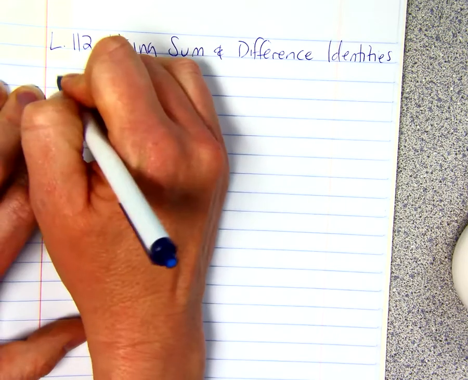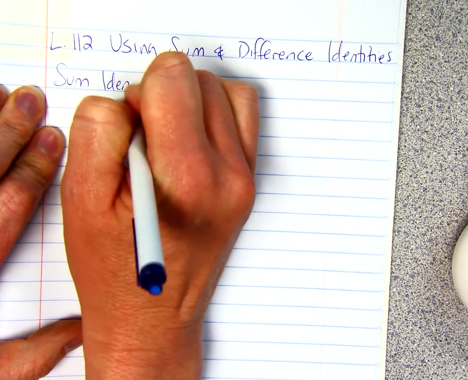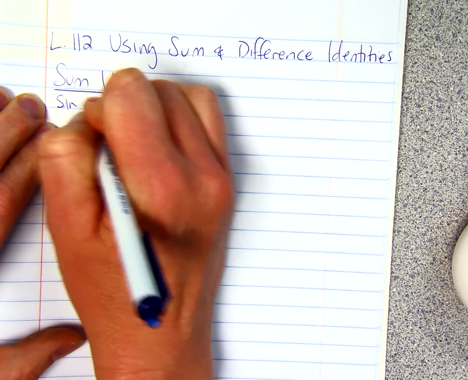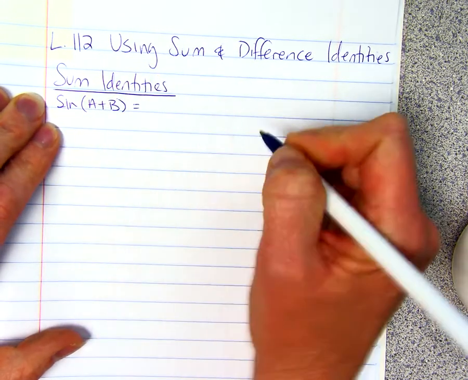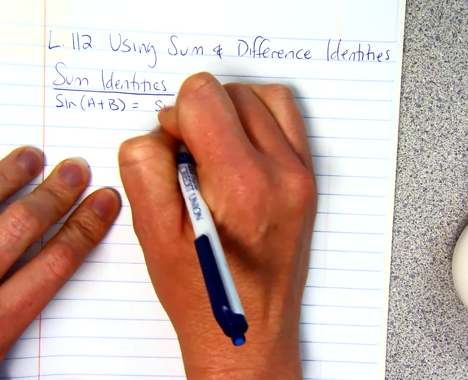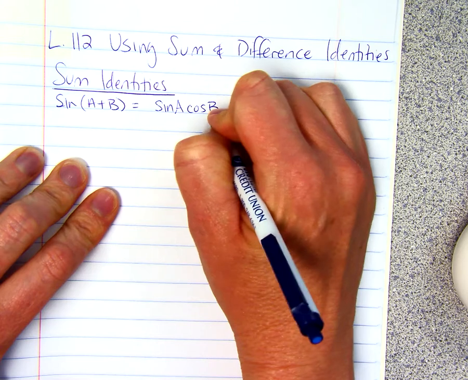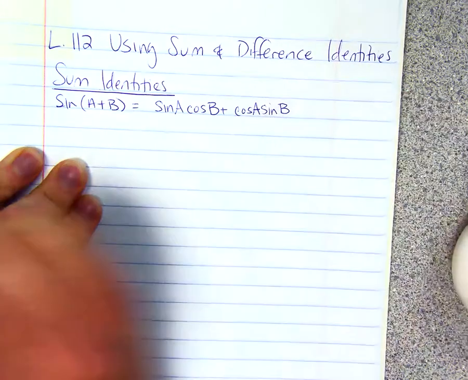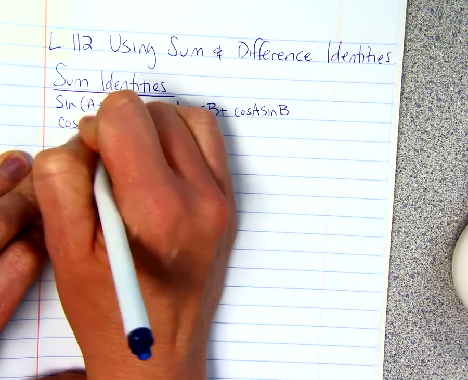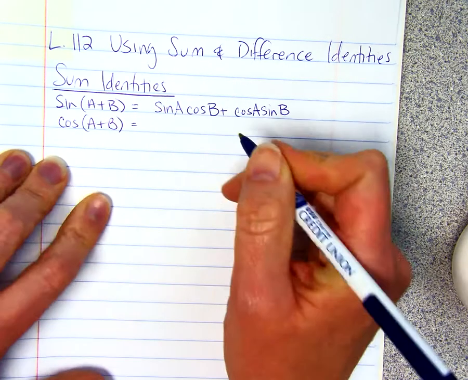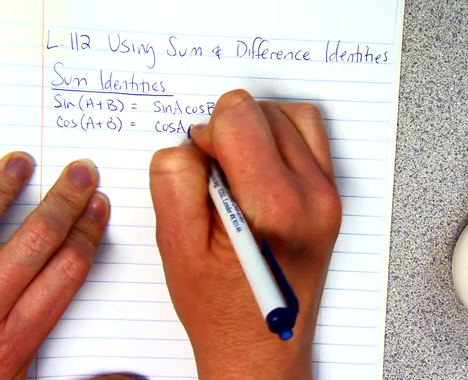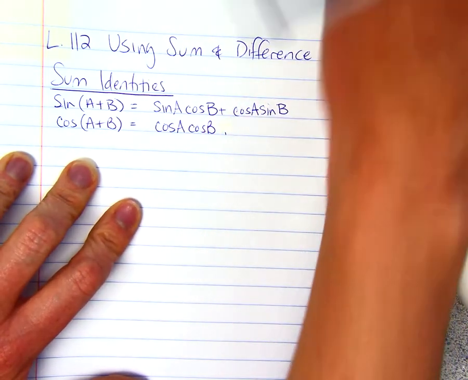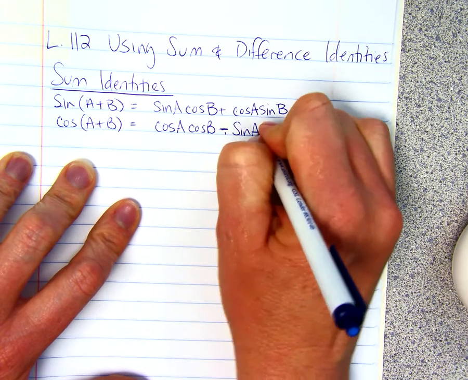So the sum identities just say that the sine of a plus b is equal to the sine of a times the cosine of b plus the cosine of a times the sine of b. Then you have the cosine of a plus b is equal to the cosine of a times the cosine of b minus the sine of a times the sine of b.